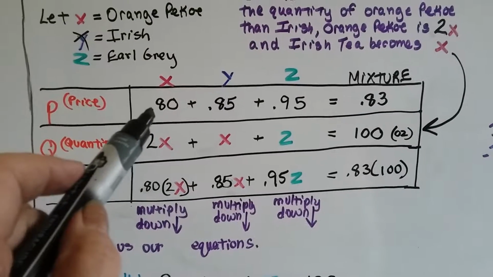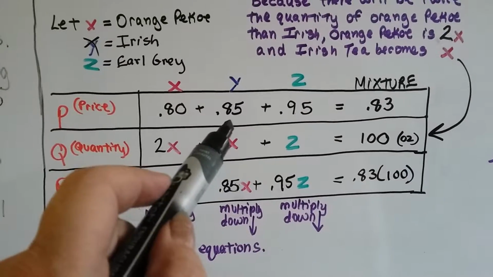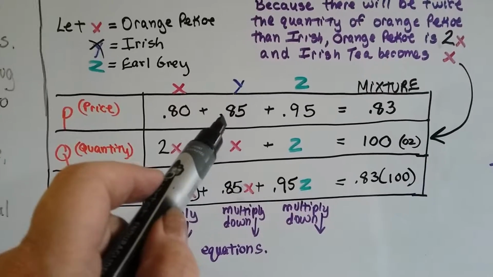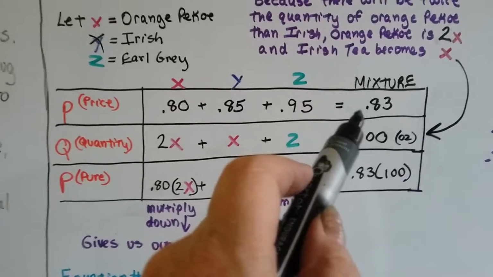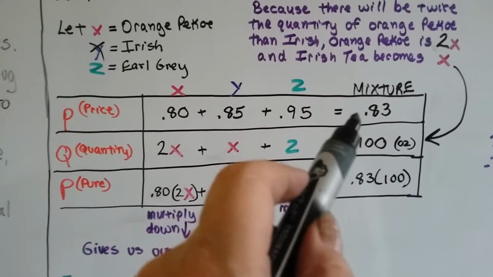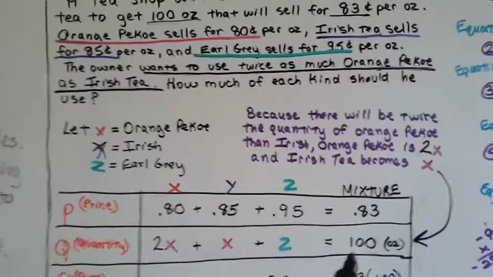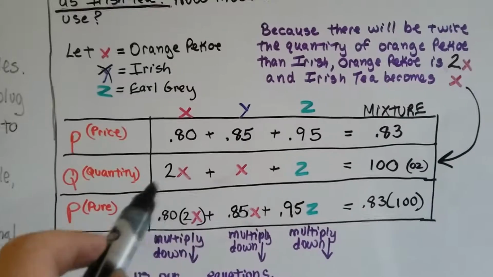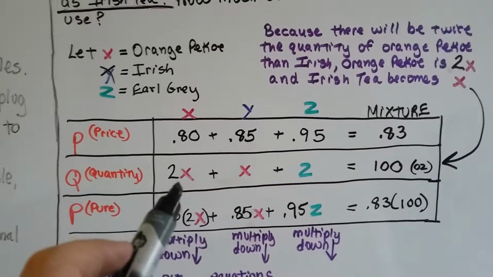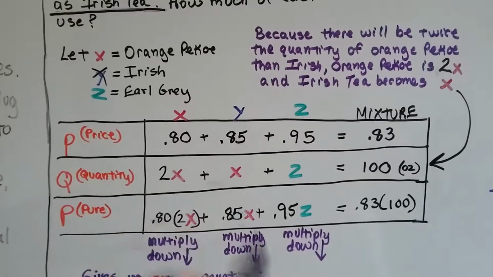So here's the 80 cents per ounce for the Orange Pekoe, the 85 cents per ounce for the Irish, and the 95 cents for the Earl Grey. Here's what the mixture together is going to cost, 83 cents. We learned that from our word problem, and we know it's going to be 100 ounces. But we don't know how many ounces of the other ones. So now, because there's twice as much Orange Pekoe, that becomes a 2x, and the Irish just becomes x.